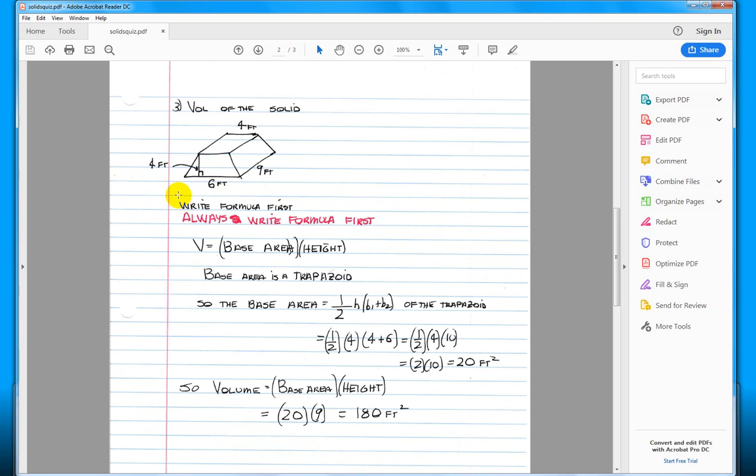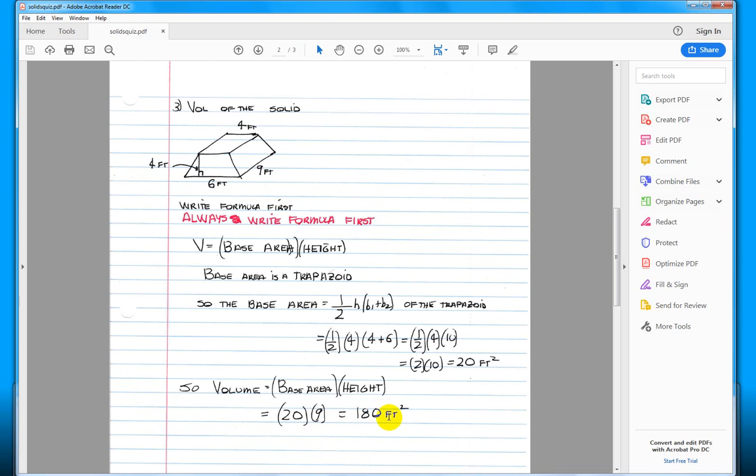The base area of this trapezoid is 1/2 the height of the trapezoid times the sum of the bases of the trapezoid. So looking at this trapezoid, 1/2, the height of this trapezoid is 4, and the bases are 4 and 6, as you can see. You do the calculation, and you get the area of the trapezoid. The base area of this trapezoid is 20 square feet. So we now bring in the first formula, base area times height. We now know the base area of this trapezoid. We multiply by its height, which is 9.